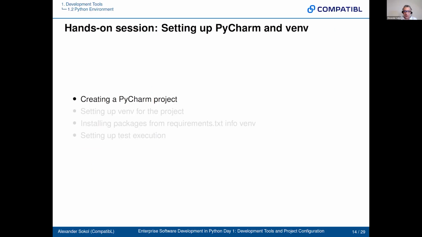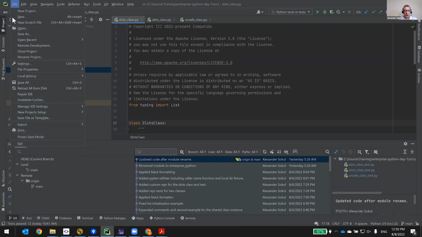Setting up PyCharm in a virtual environment, setting up the venv for the project, installing packages from requirements into the venv, and setting up test execution. First of all, the way that you open or create the PyCharm project after you have the checkout from Git is simply by opening, right? So unlike things like Visual Studio, you don't need with PyCharm to create any project file. For Python, you simply open the folder. That's the easiest way, right?